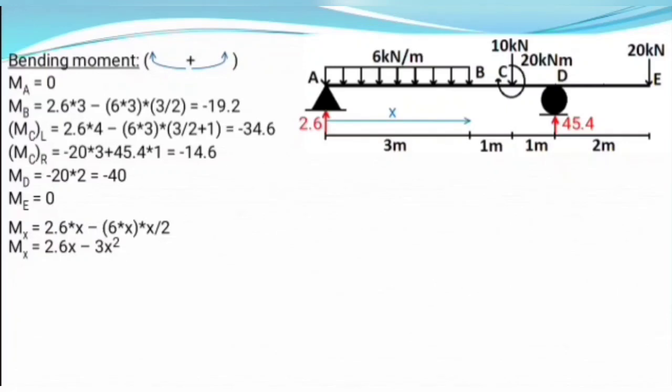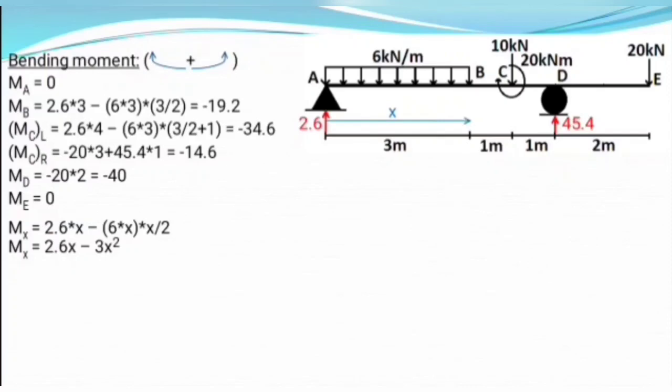So this value is not linear. We see that this is not a linear equation. This equation leads to the formation of a parabolic line. So we identified that the nature of bending moment between point A and B is parabolic.